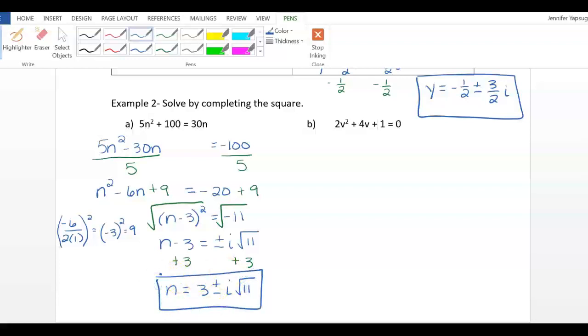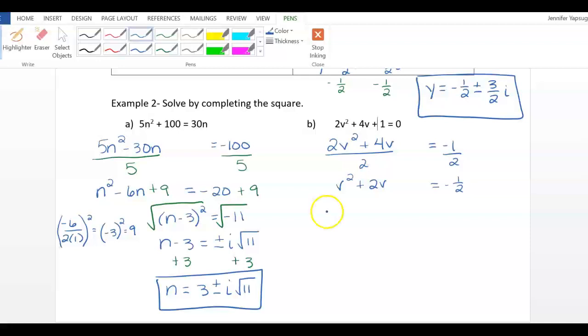All right, let's take a look at this last example together, where we'll be looking at 2v squared plus 4v plus 1 equals 0. All right, so let's go ahead and subtract 1 from both sides, so my constant is on the right. So I've got 2v squared plus 4v equals negative 1. I'm going to go ahead and divide everything by 2 since my coefficient here is a 2. So I get v squared plus 2v equals negative 1/2.